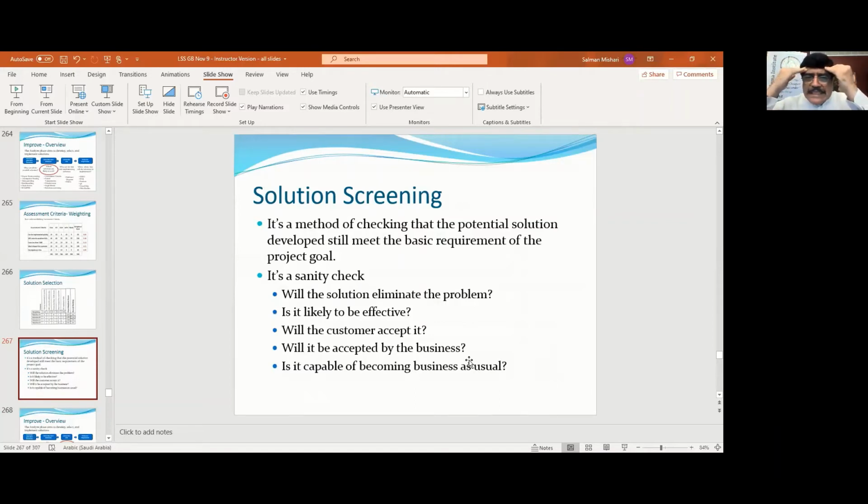You could ask this question: would this solution really eliminate the problem? What do you all think? Is it likely to be effective? Will the customer accept it? Will it be accepted by the business? Is it capable of becoming business as usual? And so on. So there's like a sanity check. After you did all the calculation, you don't just want the numbers. You sit down, digest it yourself and say, okay, yes, we love it, let's go.